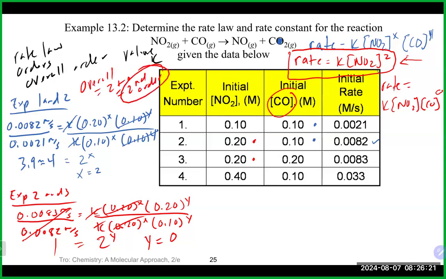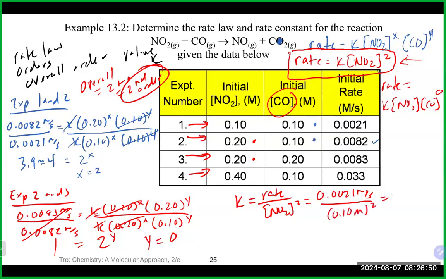Now that we do have the completed rate law, we could solve for the rate constant. K would equal the rate divided by NO2. And again, we do need to square it. At this point, we could absolutely choose any one of these entries in this table to solve for it. So I'm just going to take the first entry, and that would give me 0.0021 molar per second divided by our NO2, which is 0.1 molar squared. And that will get us here.